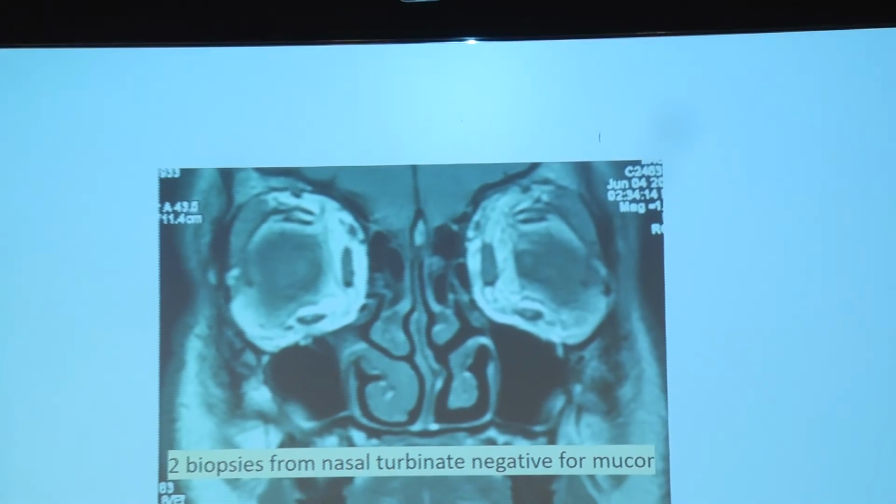However, if you start looking at these images, the orbit looks inflamed, the nasal mucosa is thickened, but look at the sinuses. They're absolutely clear. I haven't put all the cuts. Initially it was seen by one of my ENT colleagues who took 2 biopsies from the nasal turbinate, which were negative for tumor, for mucor.